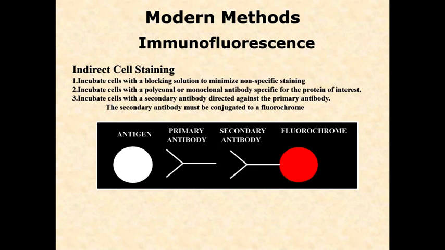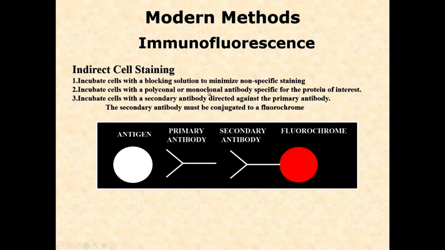The first thing that we do is we take a group of target cells. Could be a whole mount embryo, could be a section of a tissue that we want to look at. And then we incubate those cells with a blocking media to minimize non-specific binding. Once you block that, then you incubate with an antibody called a primary antibody. These can be polyclonal.